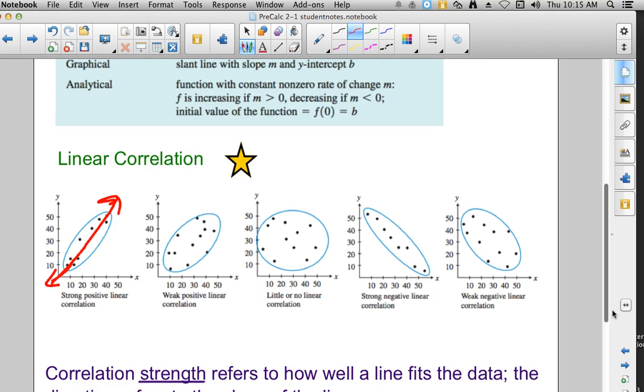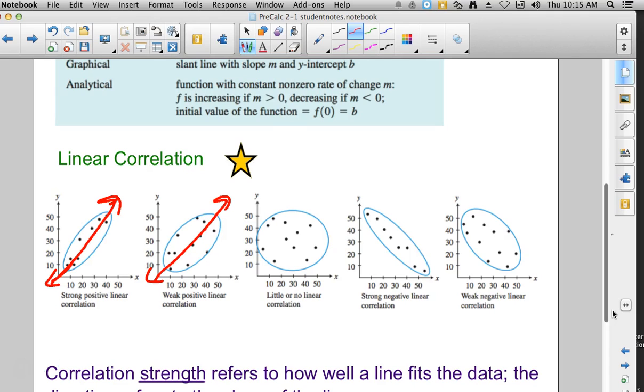That wouldn't be a bad one. The points are all reasonably close to that line, so this would be considered a strong positive linear correlation. Whereas if I go over here, now I see that my points are kind of pulling away a little farther on the top and the bottom. So that would be a weak positive linear correlation. And this one in the middle, nowhere to draw a line.